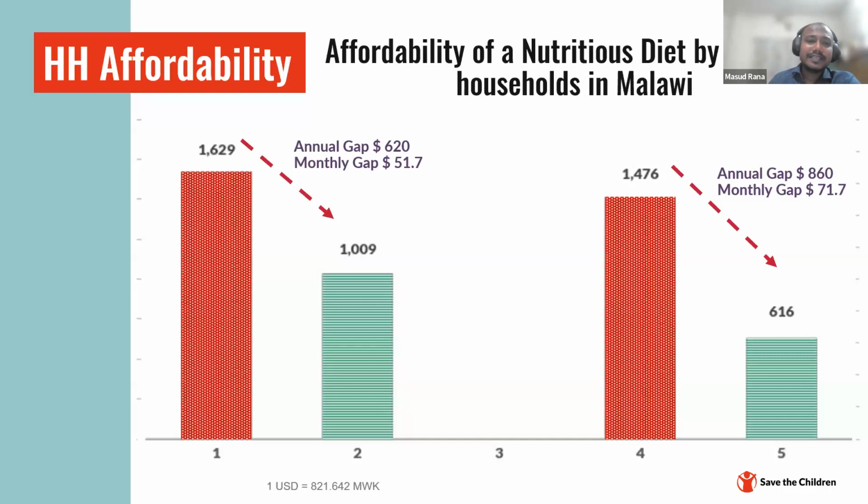So what do we do with these things? We know the affordability gap. Could we transfer this amount of money to all of the households? And there comes the conversation within the program, within the donors. So can I go to the next slide?